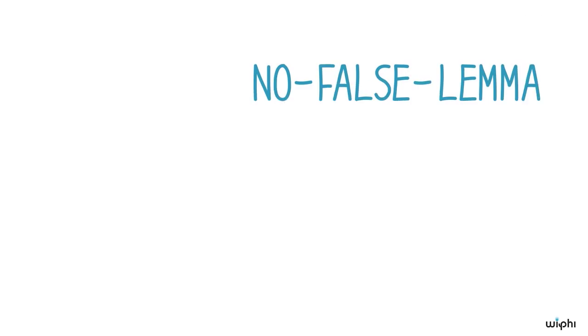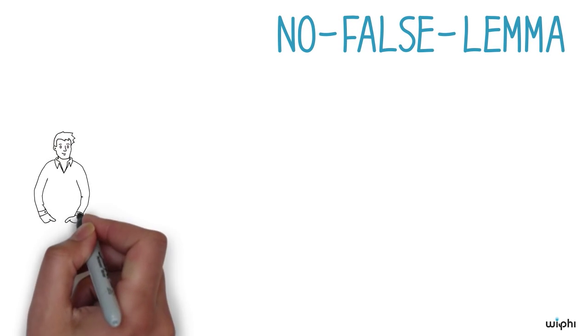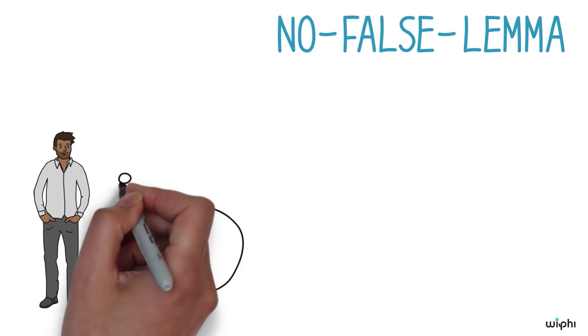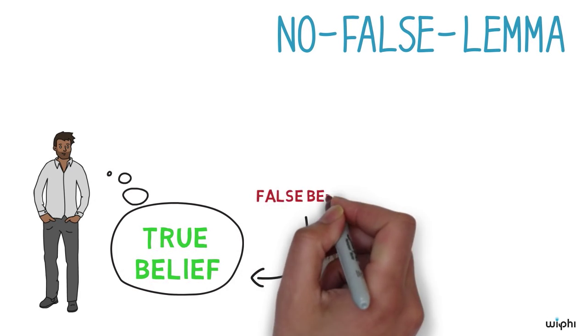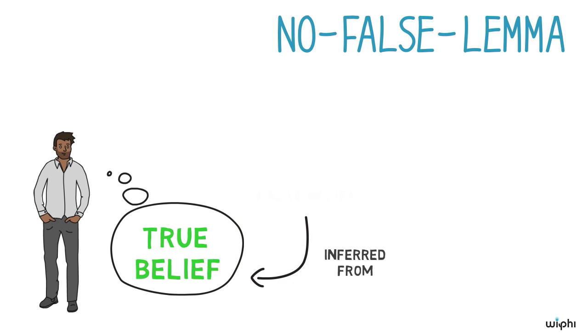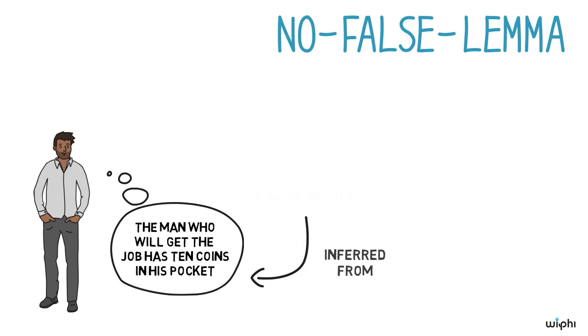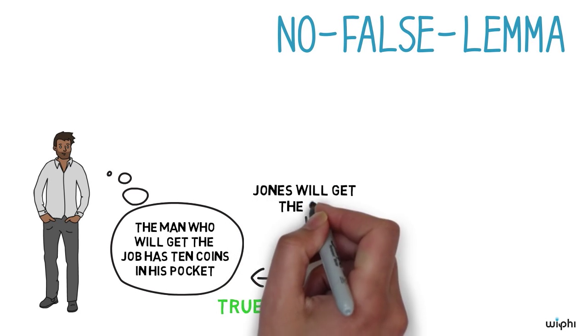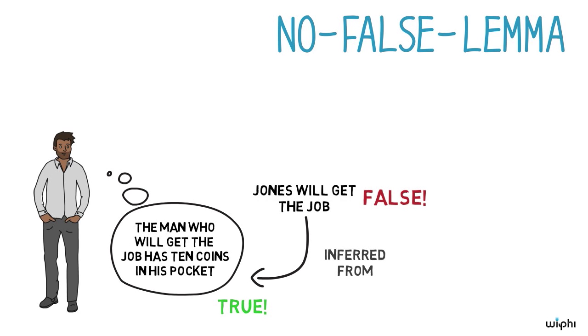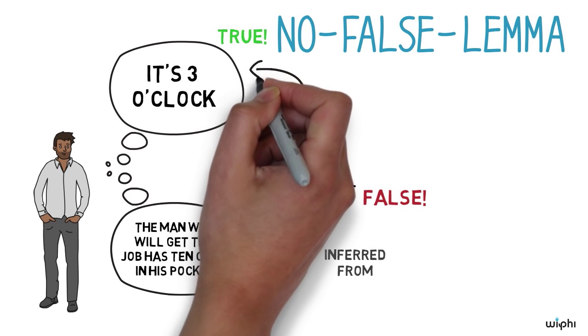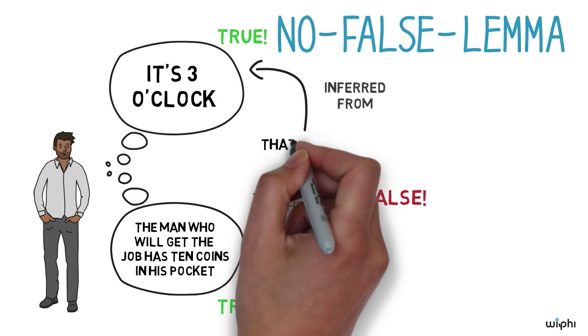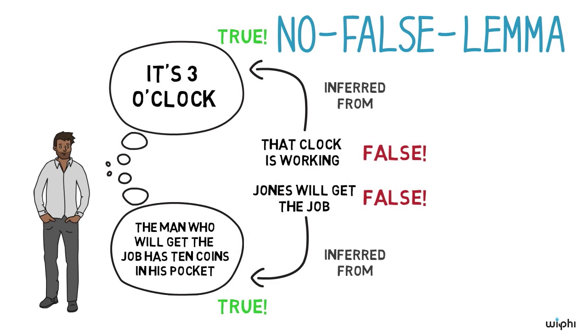You may have noticed that the characters in Gettier's cases had something in common. Although they ended up believing something true, they relied on a false belief on their way to getting the truth. So when Smith believes that the man who will get the job has 10 coins in his pocket, what he believes is true, but he infers this true conclusion from his false belief that Jones will get the job. Equally, the person who tells the time by looking at a broken clock presumably has a false belief that the clock is working.